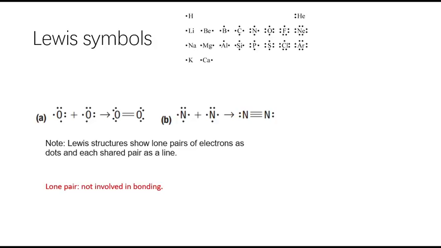Similarly, when two nitrogen atoms combine to form molecular nitrogen, N2, the nitrogen atoms share 3 pairs of valence electrons in order to satisfy the octet rule. And when atoms share 3 pairs of electrons, they form a triple covalent bond. The lone pair refers to the electrons that are not involved in bonding. In this example, the lone pairs would be these electrons.